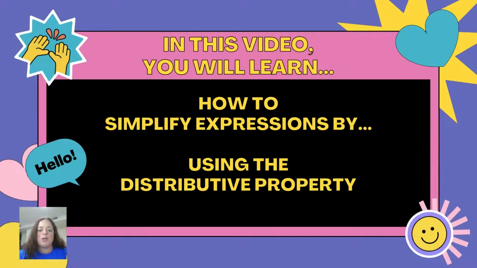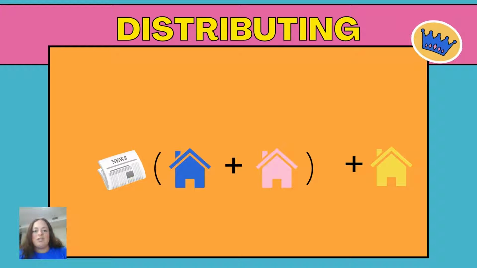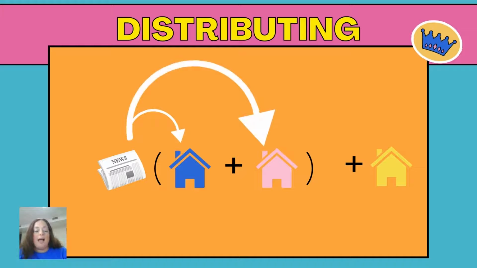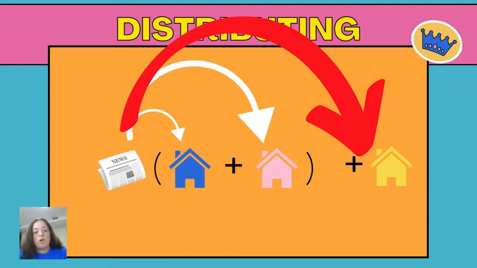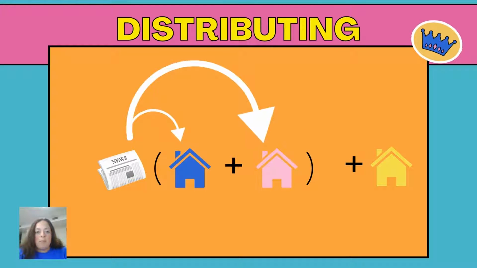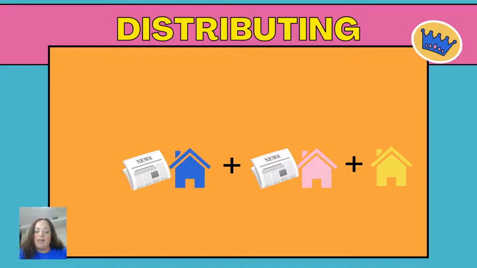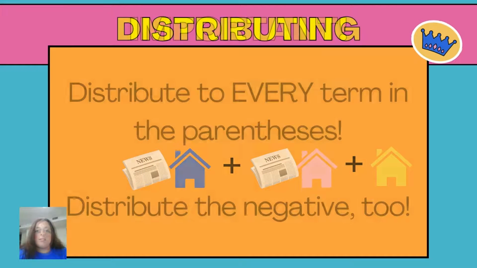In this video, you will learn how to simplify expressions using the distributive property. You can think of the distributive property almost like a newspaper subscription. If someone is out delivering the newspapers, they're only going to deliver to people who have a subscription, not the people who don't have a subscription. The distributive property is kind of like this because the newspaper here is going to get distributed to the two houses inside the parentheses, but not any of the houses outside the parentheses.